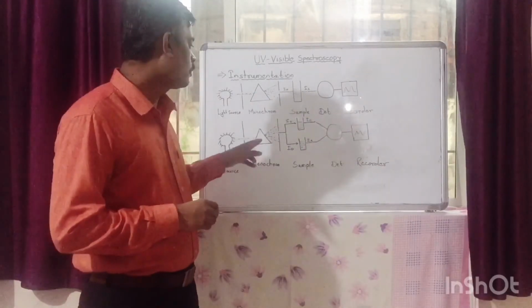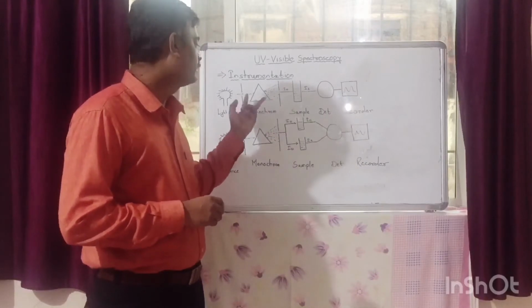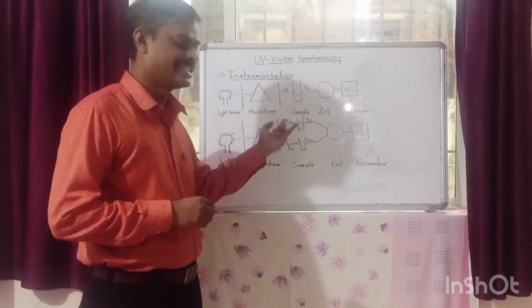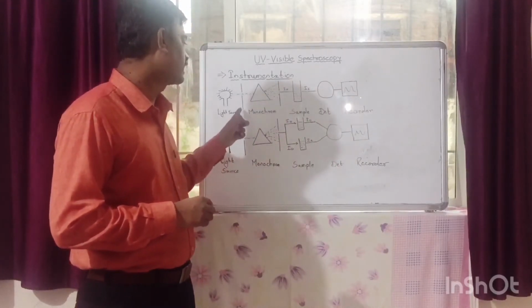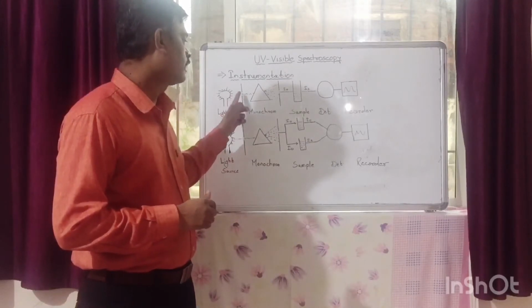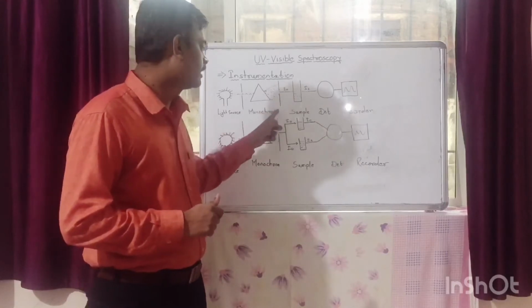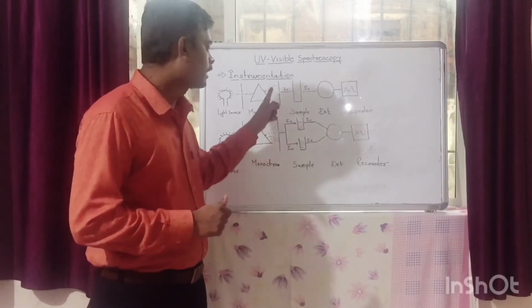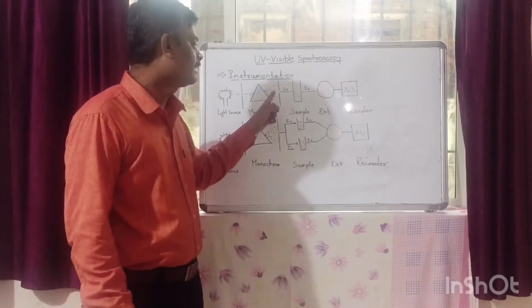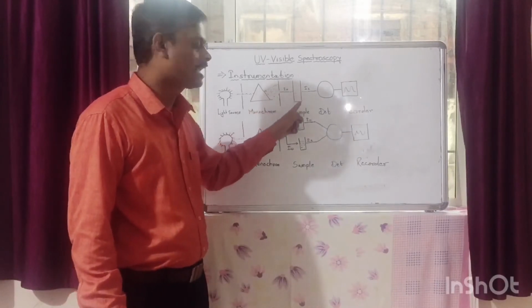Monochromator is made up of this prism and these two slits. From the first slit, light enters and falls on the prism, and from the other slit, after dispersion, the required wavelength of light falls on the sample.